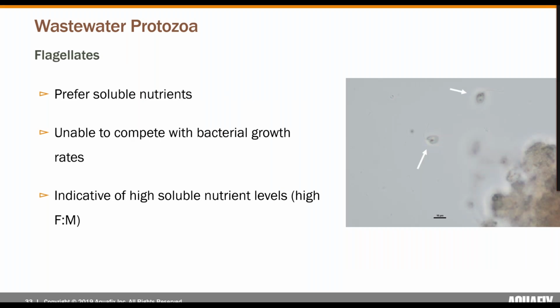We can move on here to flagellates. And flagellates are defined by their presence of a tail-like flagella that they use for locomotion. Flagellates often prefer high levels of soluble nutrients that are commonly present at high F to M conditions and a young sludge age. Interestingly, flagellates are really not able to compete with bacterial growth rates, and thus this is why they're primarily only seen in high F to M conditions and a young sludge age, prior to that explosive growth of bacteria and floc formation process really beginning to occur.